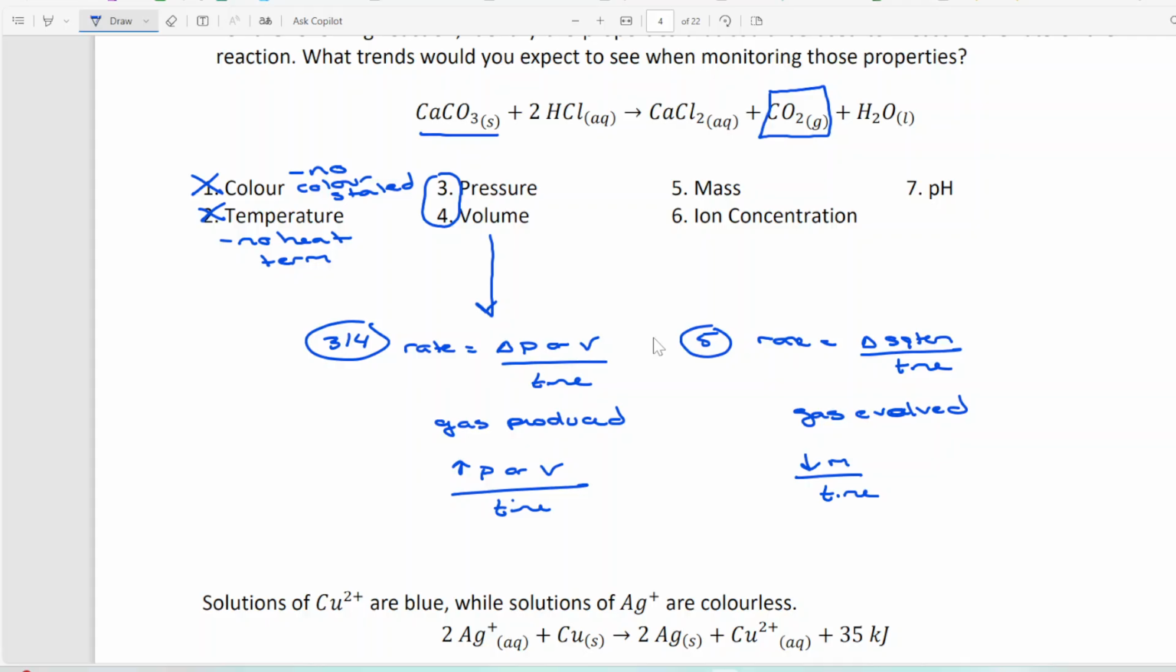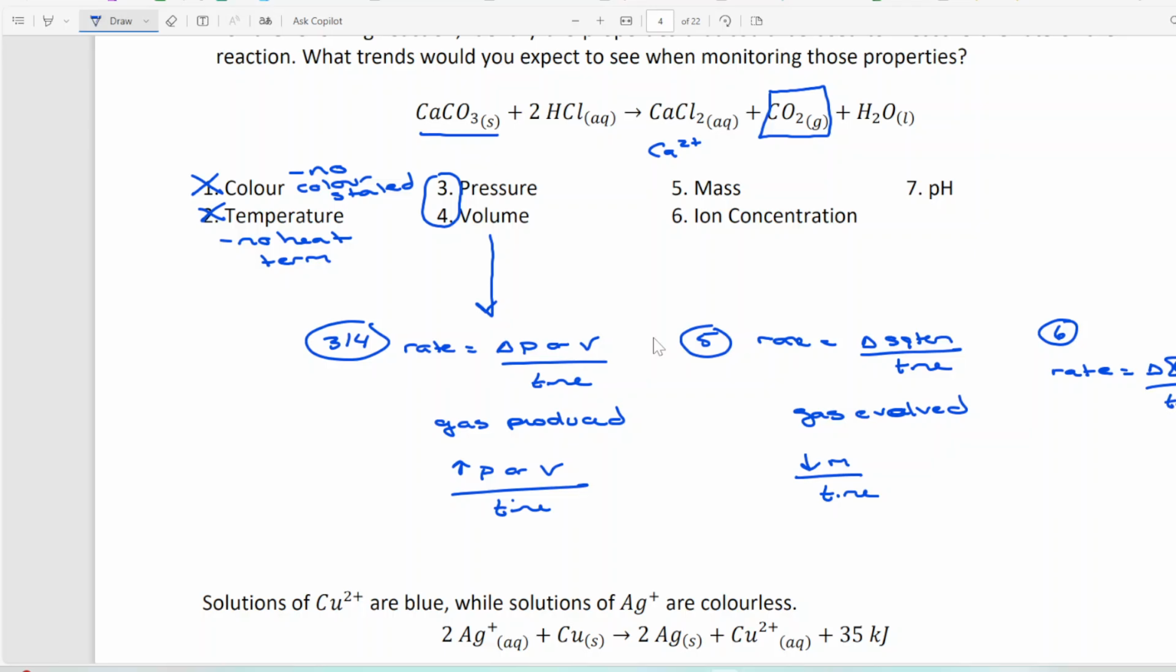Okay. Lastly, what about ion concentration and specifically pH? So if we look at this, we could do multiple things. So for number 6, if we look at this one, we've got calcium tied up in a solid, and then we have a calcium ion produced. So you could look at the rate as the change in calcium ion over time.